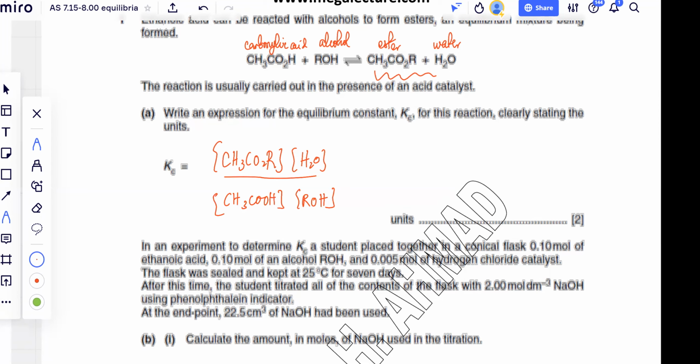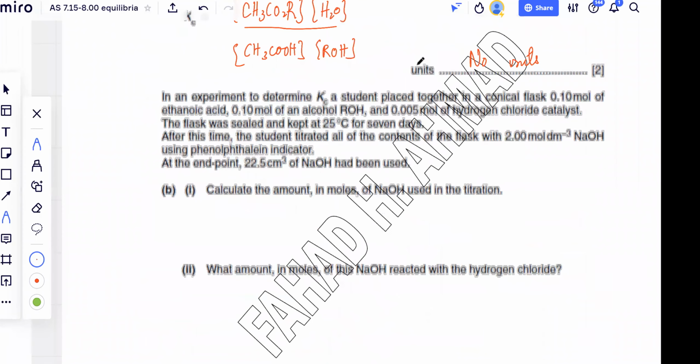Anyway, what's the unit for this expression? Nabila, any idea? No unit, sir. Okay, there are not going to be any units, because it's concentration times concentration divided by concentration times concentration: mole per dm cube, mole per dm cube, mole per dm cube, and mole per dm cube. So everything gets cancelled out. So no units for this.